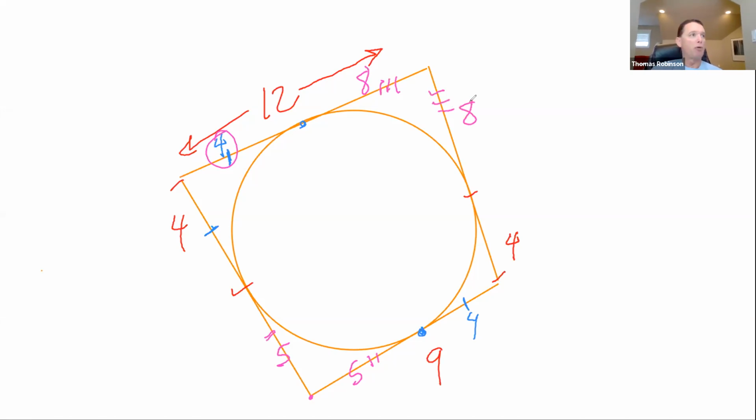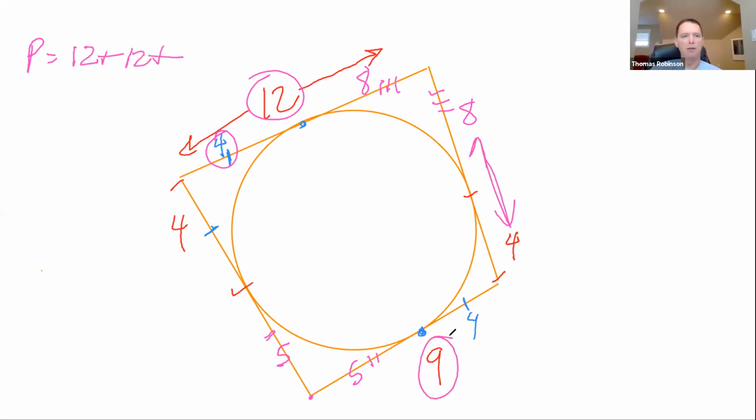So what I end up with for the perimeter is 12 plus 12 plus 9 plus 9. And we get 24 and 18 equals 42.